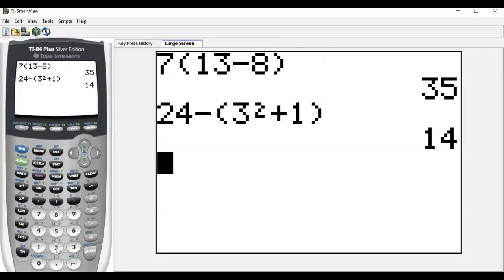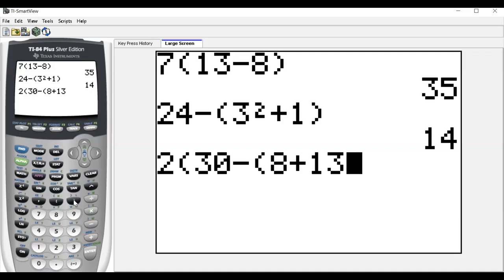And for the third one, it was 2, and then our stacked parentheses. On our graphing calculator, we're just going to stick with these basic parentheses. You just need to pay attention to make sure you always finish your parentheses and don't accidentally leave that off. So 2, then our first set of parentheses says 30 minus, then our second set of parentheses says 8 plus 13. Then we close the second set of parentheses, and then we also have to close the first set of parentheses as well. And our answer was 18. Graphing calculator gets 18. So that's a nice trick, being able to use our graphing calculator to help solve these types of problems.